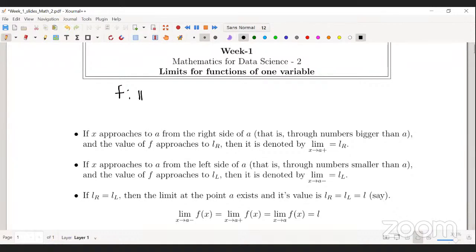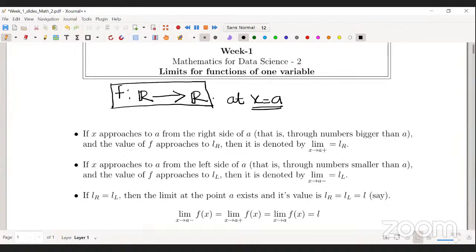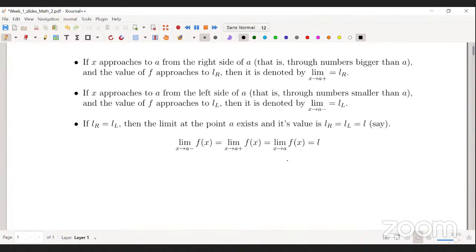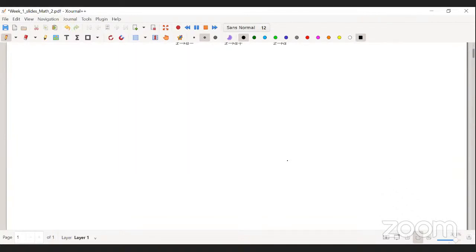Suppose I have a function from the set of real numbers to the set of real numbers, and I want to calculate the limit of this function at a point A, where A belongs to the domain of the function. What we want to calculate is the limit as x tends to A. This is the notation for limit.